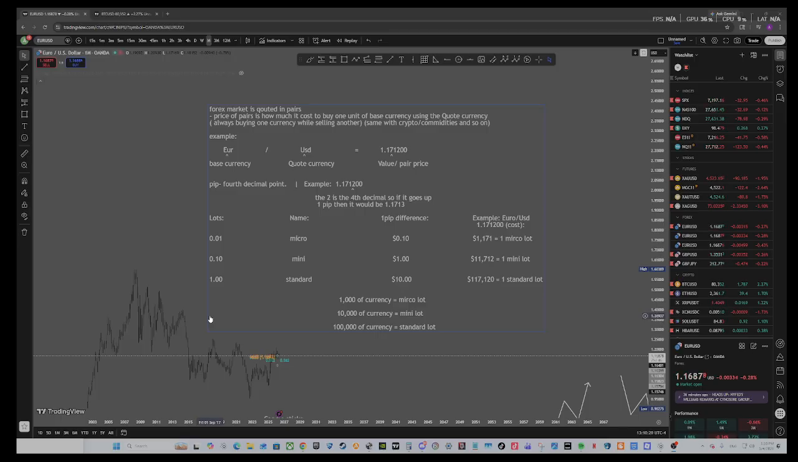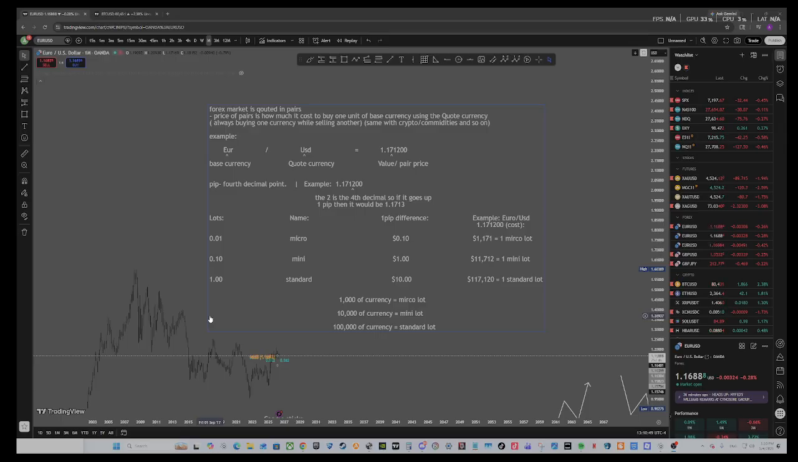So I'm explaining forex because forex goes over everything. Once you understand forex, it goes over everything, right? So the forex market is quoted in pairs. What I mean by that is everything is in a pair. Whether it's the forex market, crypto market, futures, indices, commodities, whatever it is, it's a pair, right? It's about how much it costs to buy one unit using a quote currency.